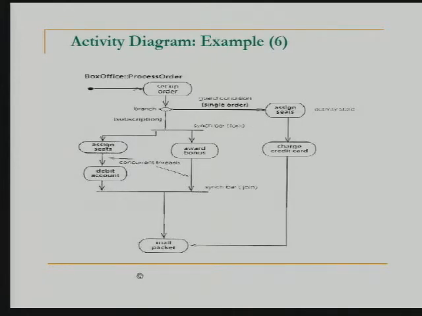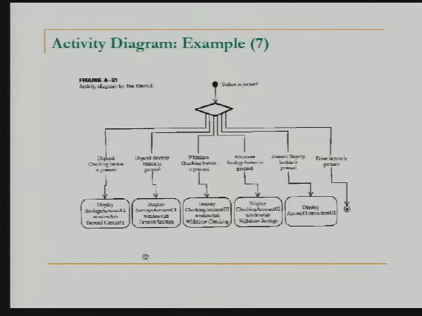Another one, processing orders. I'm going to set up my order. If it's a single order, I'm just going to assign the seats, charge the credit card, and mail the packet. If it's a subscription, I'll assign the seats, but also award bonus points and debit the account. These are concurrent threads, as you can see. And then both of those have to happen: assign the seats, debit the account, award bonus. When all that's done, I can mail the packet. Okay, just another example there.